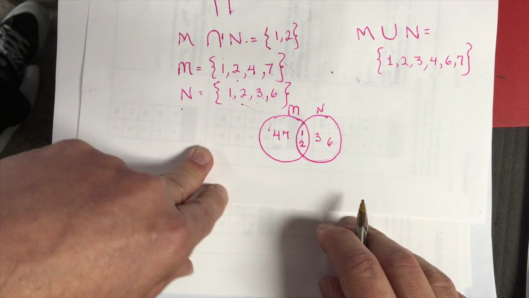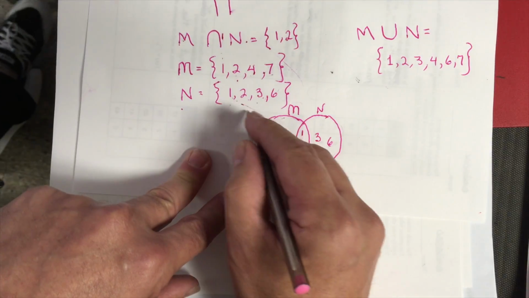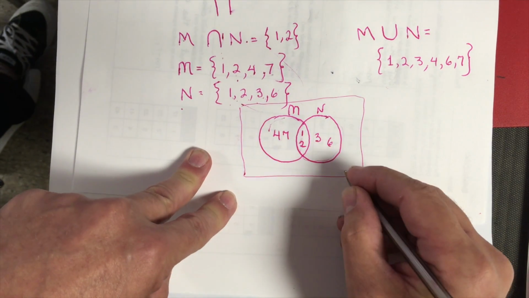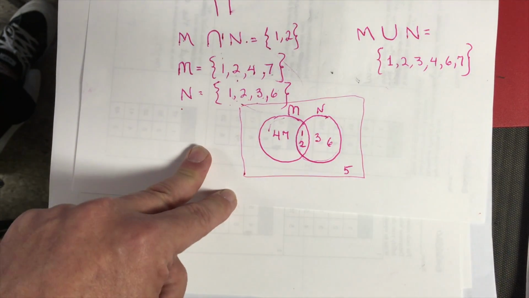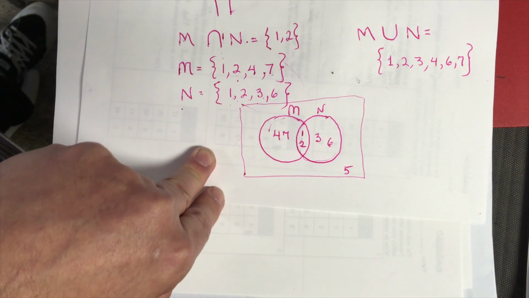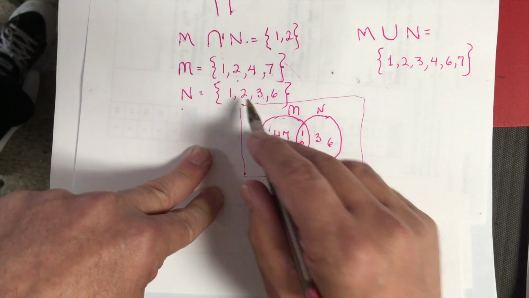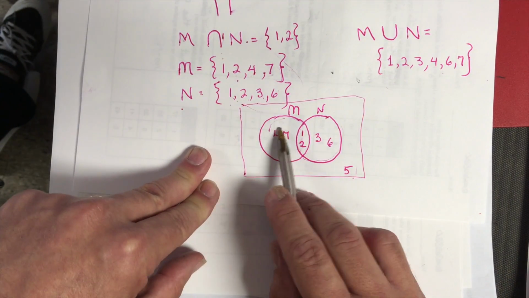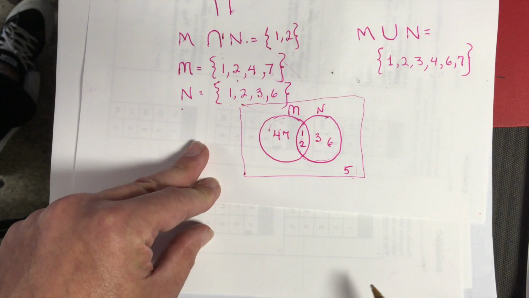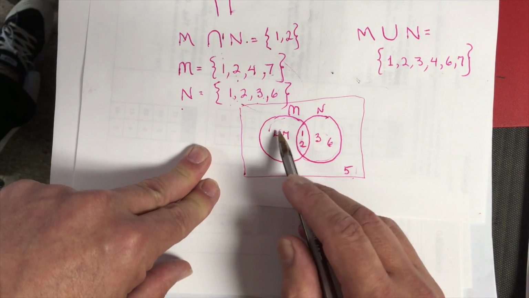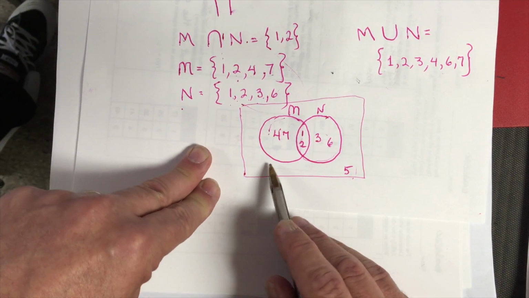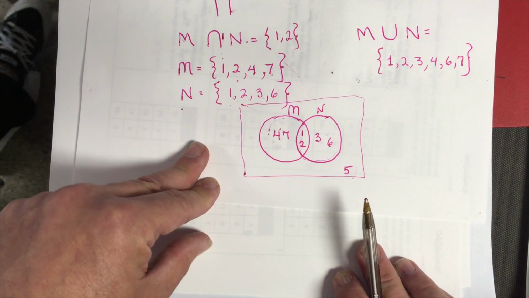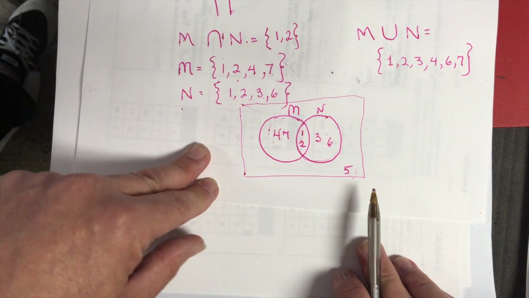Where does 5 go? If 5 were actually part of it, and I asked you, where does 5 go? 5 would go here. Outside. Still inside the universe. If I were talking about the universe of numbers between 1 and 7, well, 5 would be in that universe, but it wouldn't be in M, and it wouldn't be in N. So altogether, how many numbers are there between 1 and 7? There are 7 of them: 1, 2, 3, 4, 5, 6, 7. They're all represented here. That's a Venn diagram.